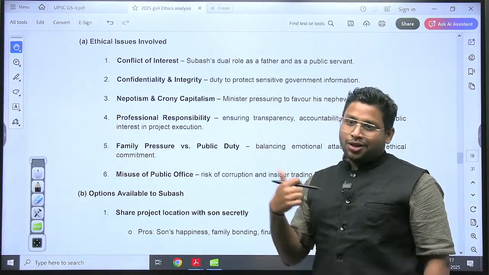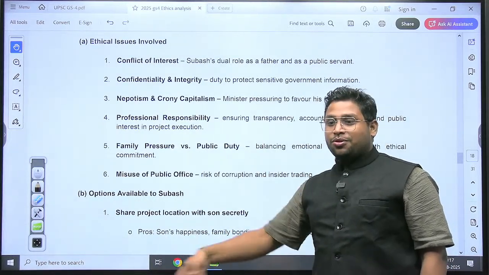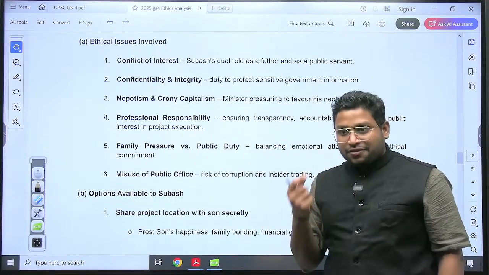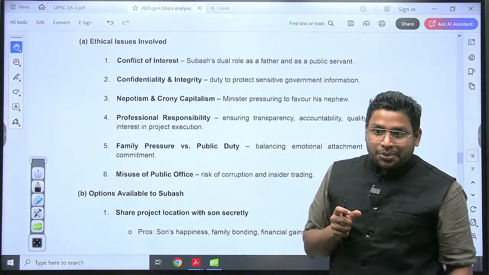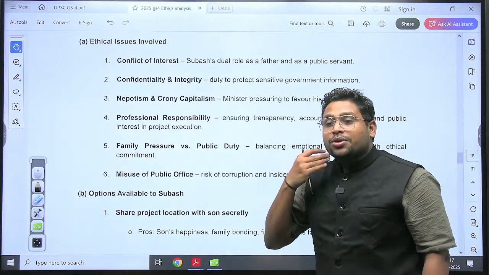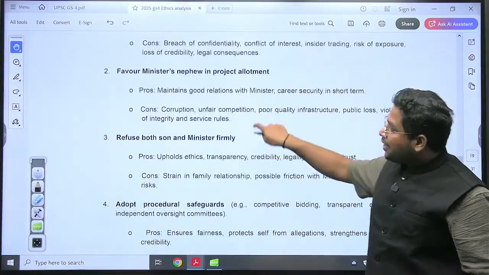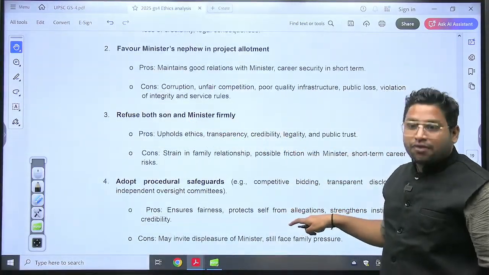Listen to the minister, number one, or accept or give the information to the son, right? Talk about the merits and demerits in everything. What good will happen and what bad will happen. Then we'll not give information to anyone, we'll not listen to anyone, we'll do what the duty says, right? Refuse both son and minister very firmly.